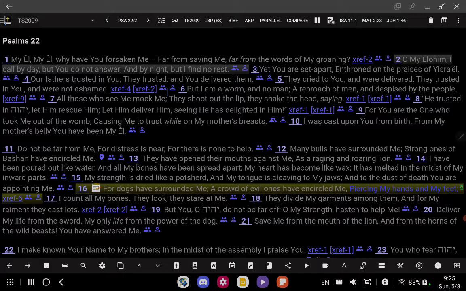And when you read Psalm 22, you can see that it reads like he's on the cross, okay? Because it talks about how he's a reproach, he's despised, they mock him, they shake their head, which is similar to a mocking, okay? It says, the bulls of Bashan, strong bulls of Bashan, have encircled me. They have opened their mouths against me as a raging and roaring lion. I've been poured out like water, and all my bones have been spread apart. And it says that his tongue is cleaving to his jaws. For dogs have surrounded me, a crowd of evil ones have encircled me, piercing my hands and my feet. I count on my bones. They divide my garments among them, and for my raiment they cast lots.